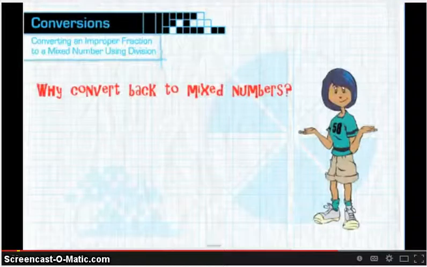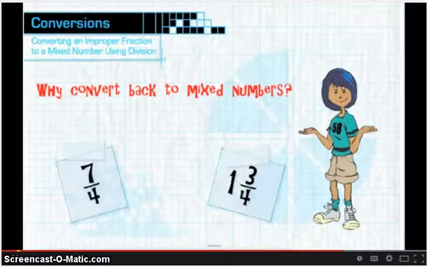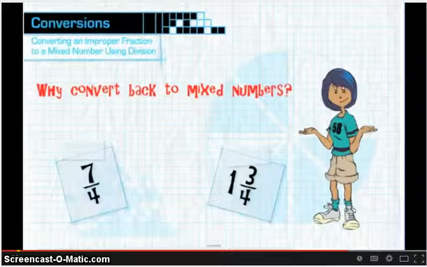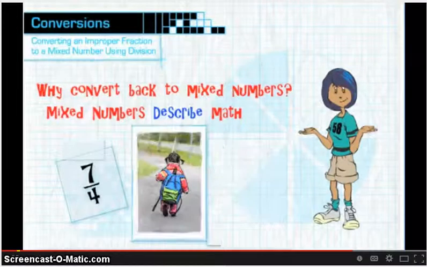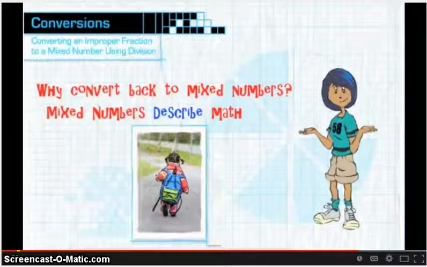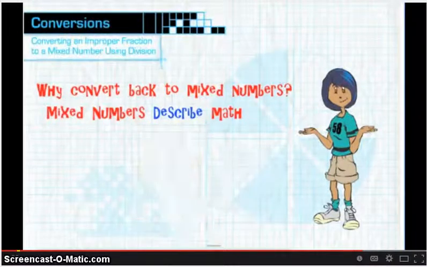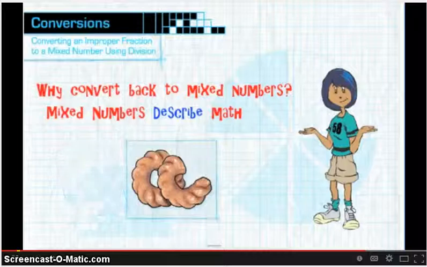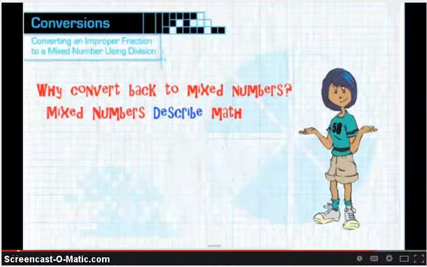Why bother to convert the improper fraction 7/4 into the mixed number 1 3/4? Mixed numbers, more times than not, do a better job of describing math. You wouldn't say, she walked 7/4 of a mile. You would say, she walked 1 3/4 miles. You wouldn't say, he ate 7/4 donuts. You would say, he ate 1 3/4 donuts before his baby sister grabbed the last piece. Well, that's what would happen in our house.